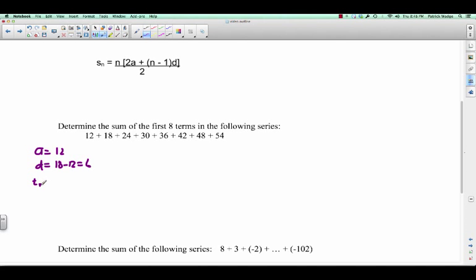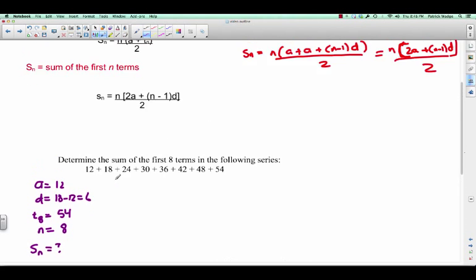t sub n. Do we know what the last term is? I mean, how many terms are we interested in? We're interested in 8 terms. So in other words, it's kind of like, what's t8? What's the 8th term? Well, 1, 2, 3, 4, 5, 6, 7, 8. The 8th term is 54. Do we know what n is? Yeah, I just kind of said that. The number of terms there are here is 8. So we've got that too. What don't we have? Well, the only thing we don't have is S sub n. We don't know what the sum of them is. So that's what we're going to figure out.